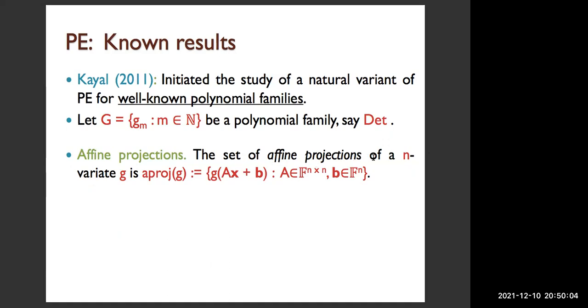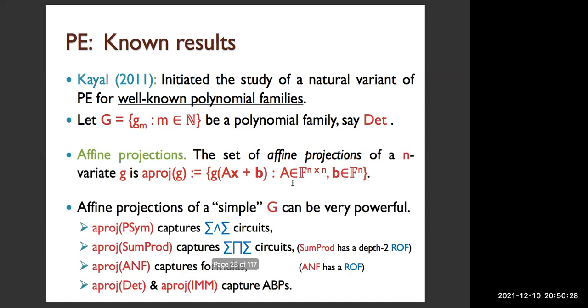The set of affine projections of an n-variate polynomial G is the set of all polynomials that can be obtained by applying linear maps on the variables, right, along with the translation vector B. And these linear maps A need not be invertible anymore. These are some n by n matrix A. Right? These are affine projections of G. And why are they interesting?